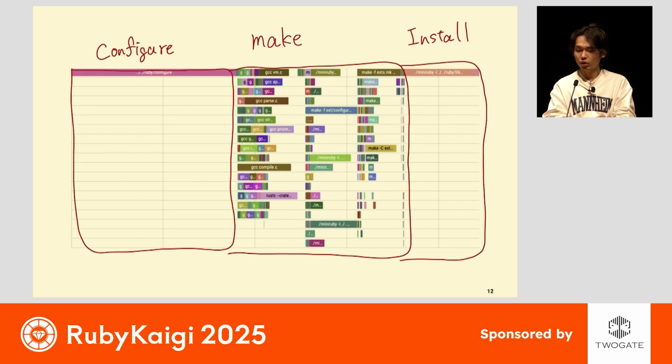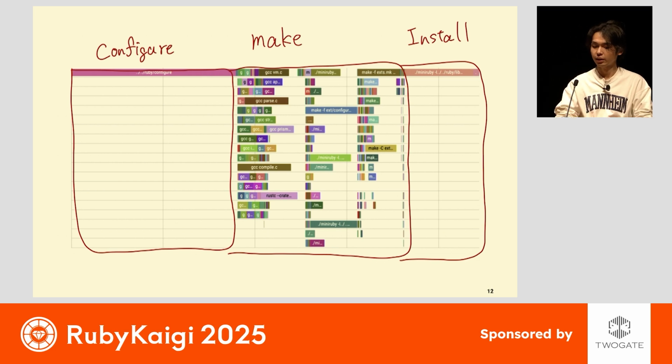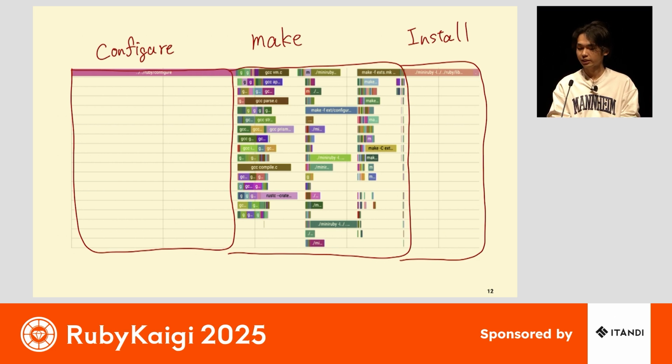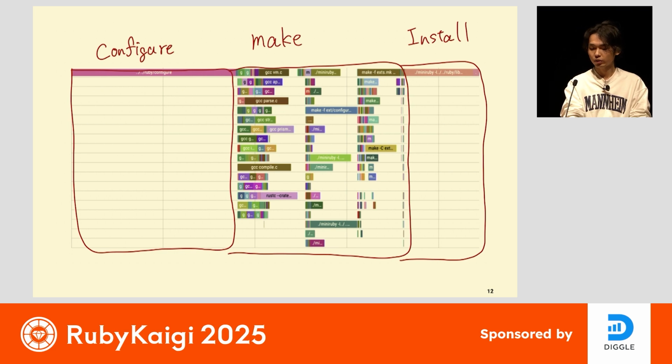This is a trace of a single build process. The build process can be divided into three main phases: configure, make, and install. The configure phase is a single long-running shell script that checks your system features. Looking at the make phase, we can see a lot of parallel compilation tasks. I ran this build on a 16-core machine, and it is running many tasks simultaneously. And finally, the install phase copies the built files to the final location.